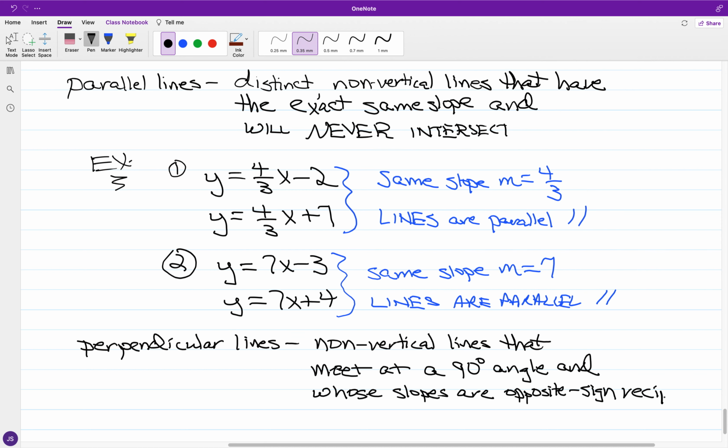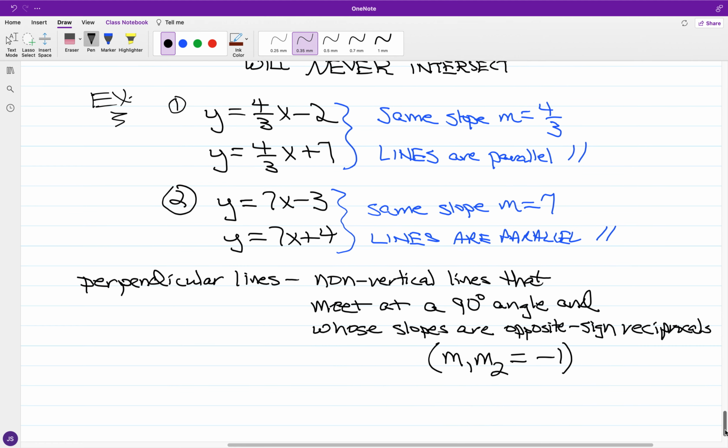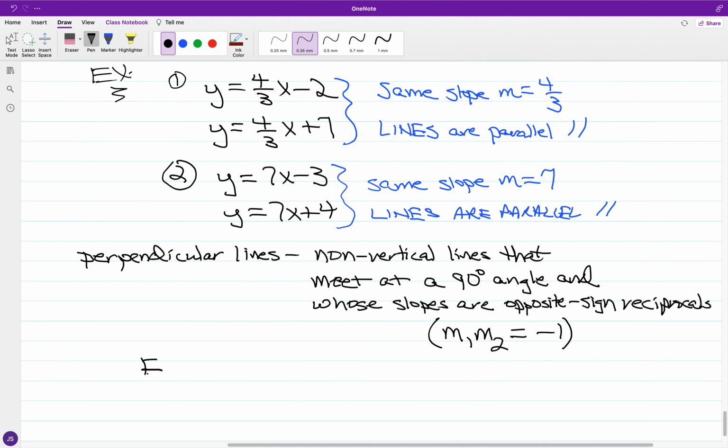It's a little bit wordy, but by opposite sign reciprocals, this is saying, in other words, that the product of the slopes is going to be -1. And just drawing out what we have here, for examples of perpendicular lines.